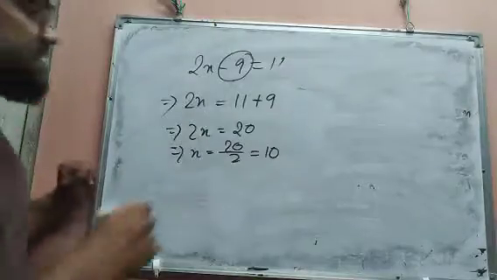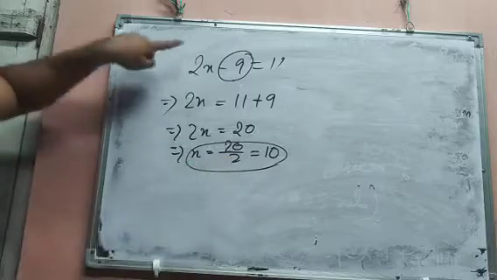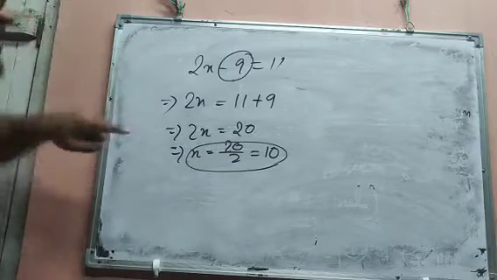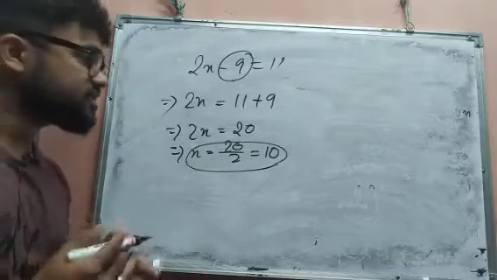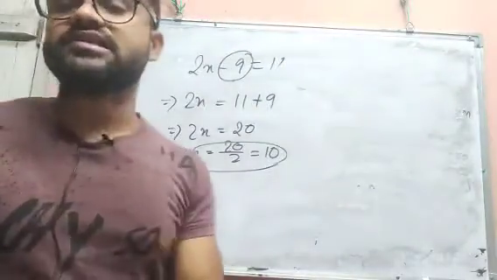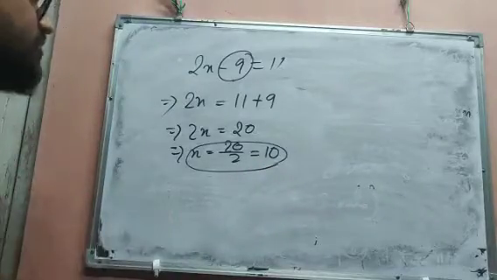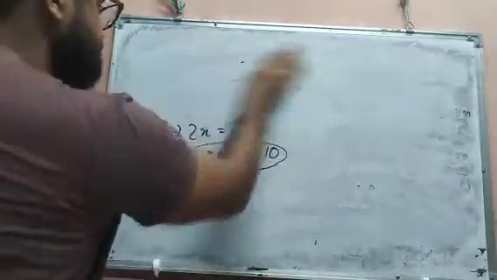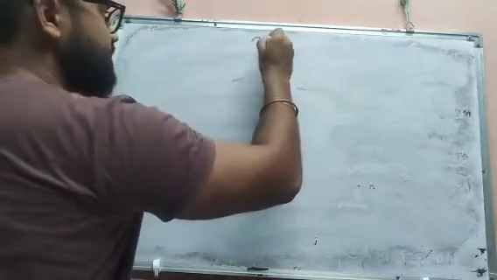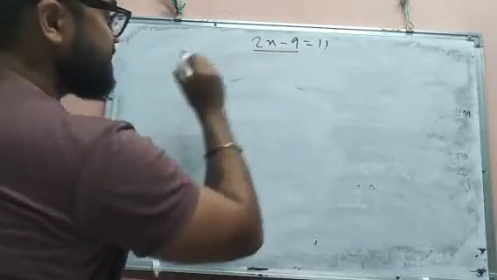Okay, that means this 10 is the solution of this given linear equation. So if we are asked to find a solution, then we have to do it like that. Okay, now the question is how to check our answer, whether it is correct or wrong. So for checking we have to do one thing. See, to check the answer, suppose you have given 2x minus 9 equal to 11. So to check the answer, you first see the left hand side.